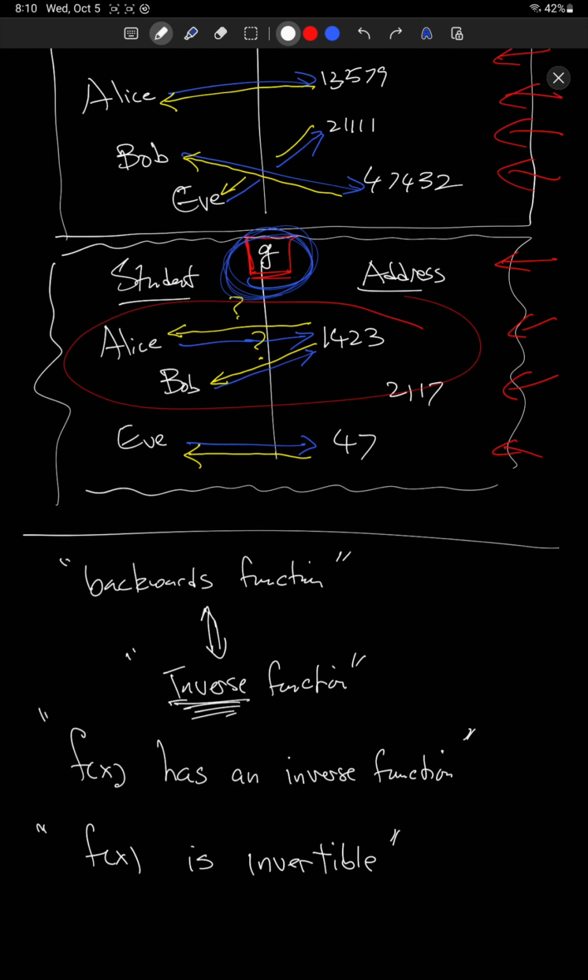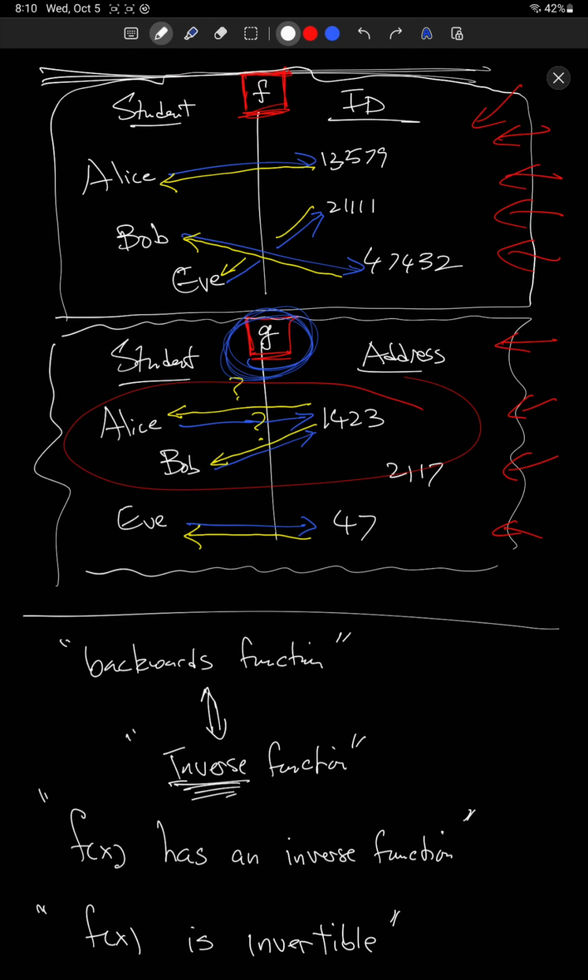All right. So in words, it's also very simple. The input for the original function, Alice, now becomes the output for the inverse function. What was the output for the original function is now the input. So the input and the outputs are swapped.